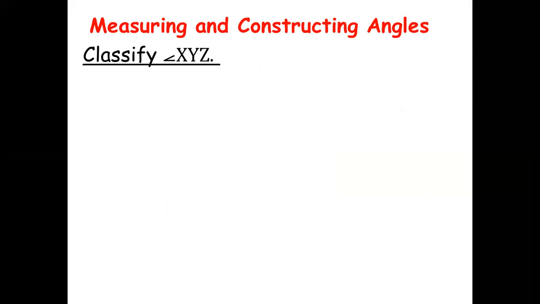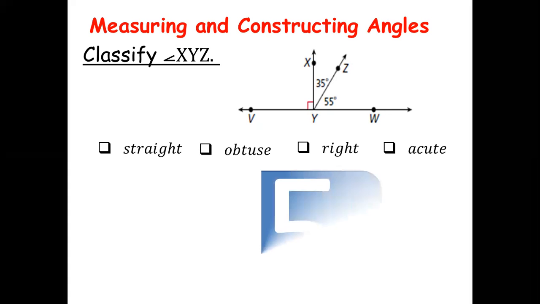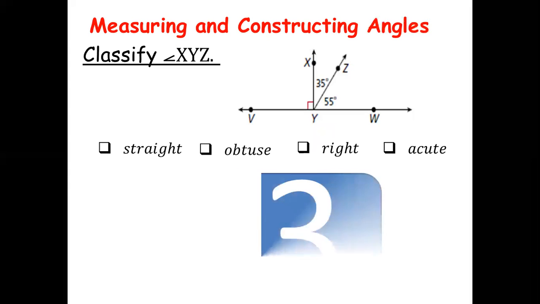So your next question is, classify angle XYZ. Okay, so the question is this. The figure given to you is this. You have to classify what's angle XYZ. The options are straight, obtuse, right, or acute. So the timer has already started. It's a very easy question. You have to classify what's angle X, Y, Z.